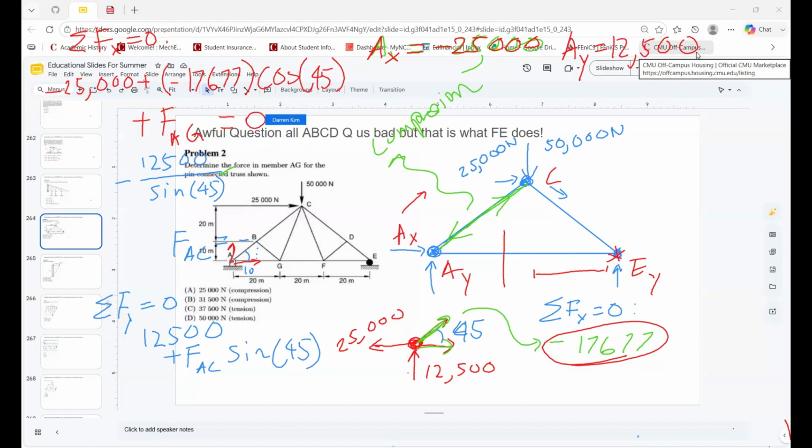So now we add everything up here, 25000 plus parentheses negative 17677 parentheses multiplied by cosine 45 parentheses. This gives me like 37499. I see there's 37500, so it must be that. And you can kind of tell what's happening because I get positive because of the negative. If you move this all to the other side, it is positive. Therefore, this direction is correct.